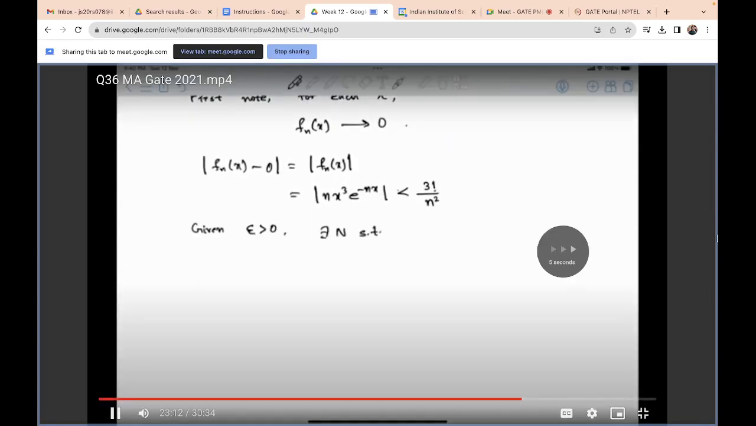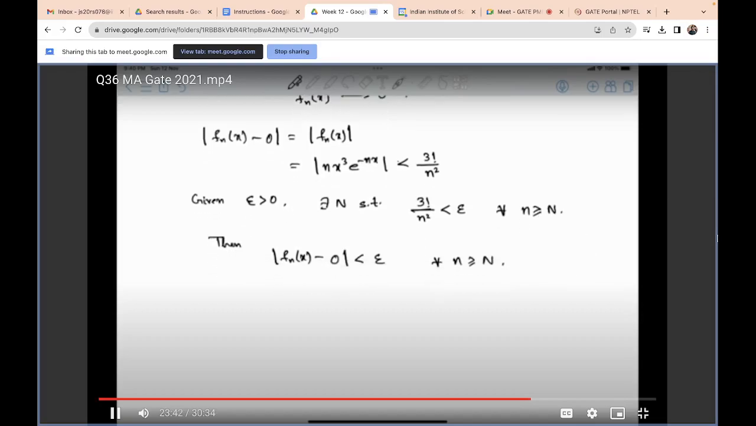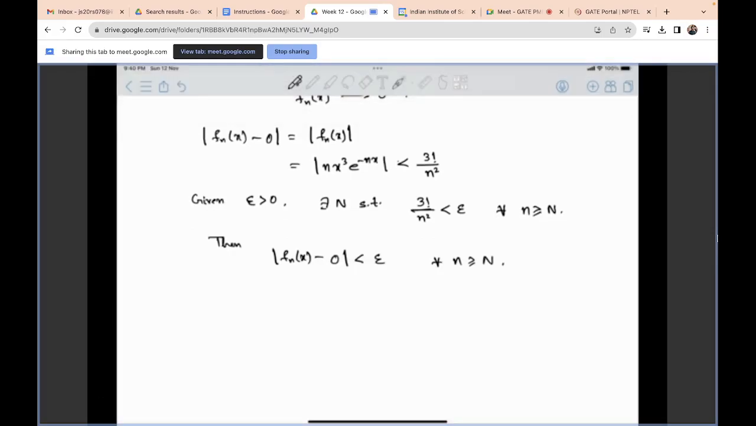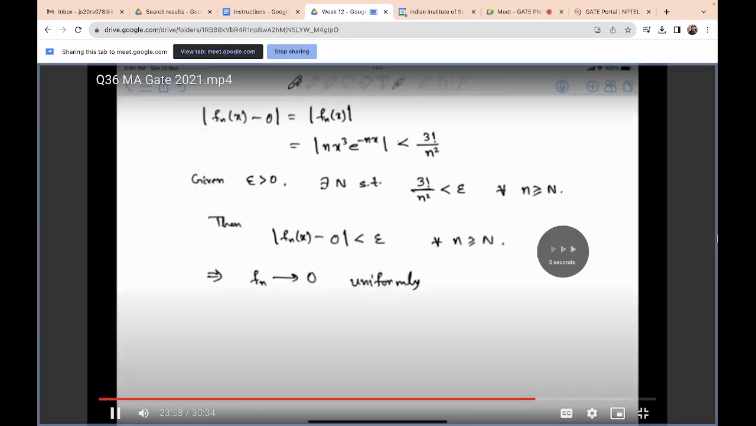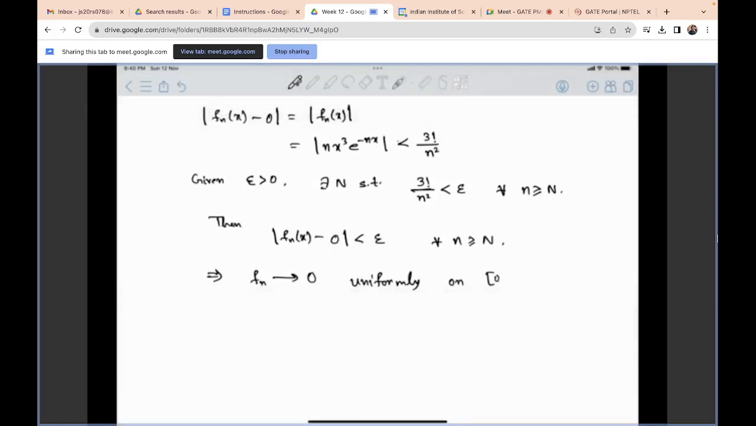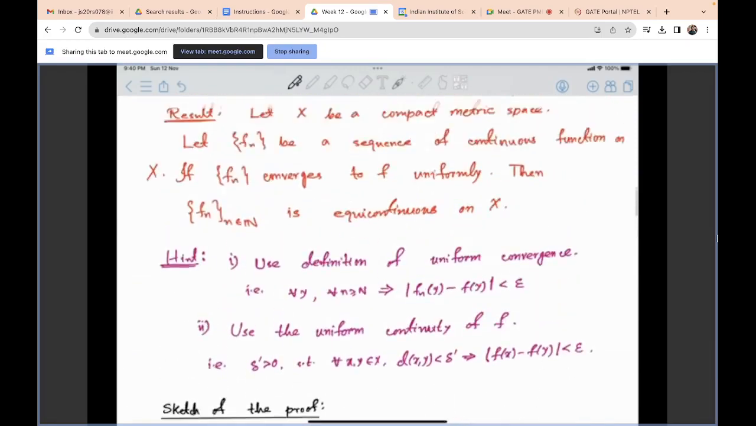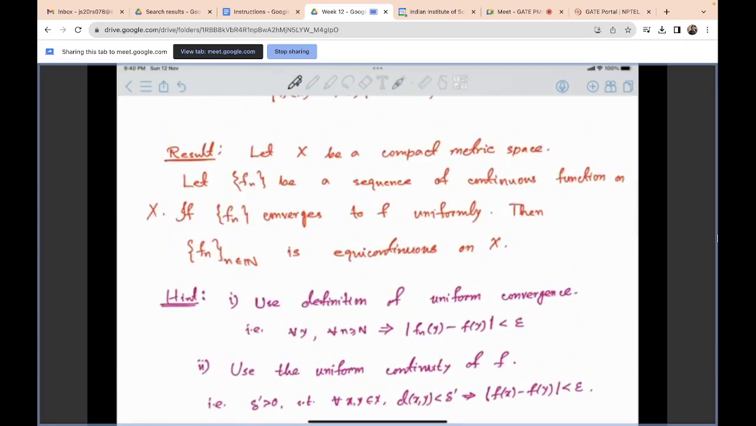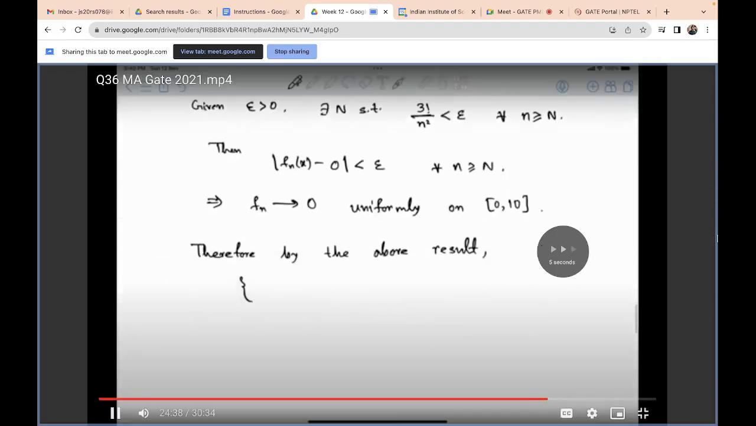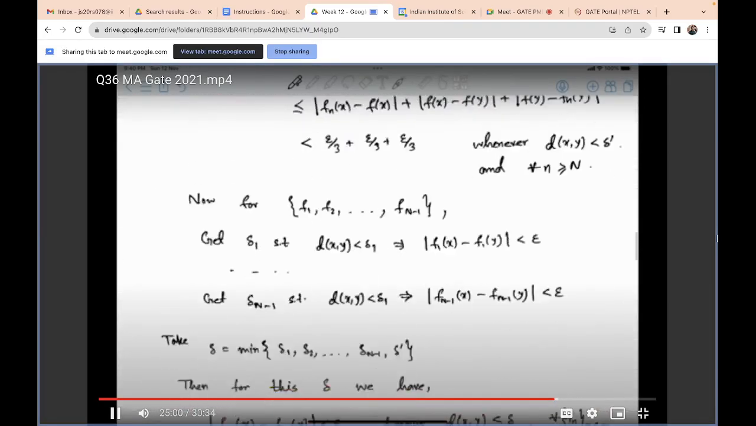So given epsilon, you can find some capital N, because the right-hand side is independent of x, which implies this for 0 to 10. So you've got that fn converges to 0 uniformly on 0 to 10. Now what is this theorem saying? We have also a compact metric space, because 0 to 10 is compact. So then by this result, we can say that the fn's are equicontinuous on 0 to 10.